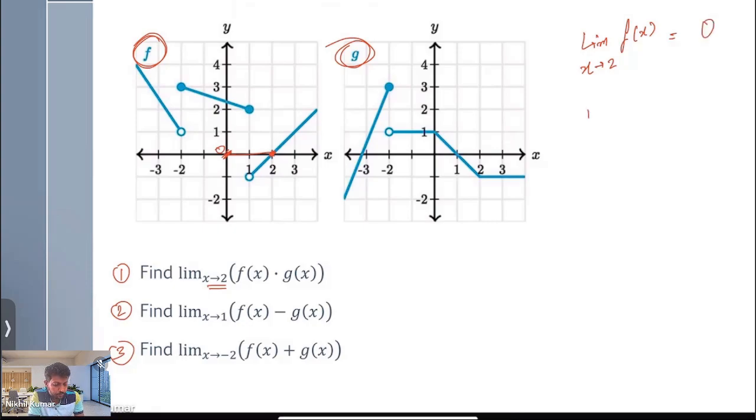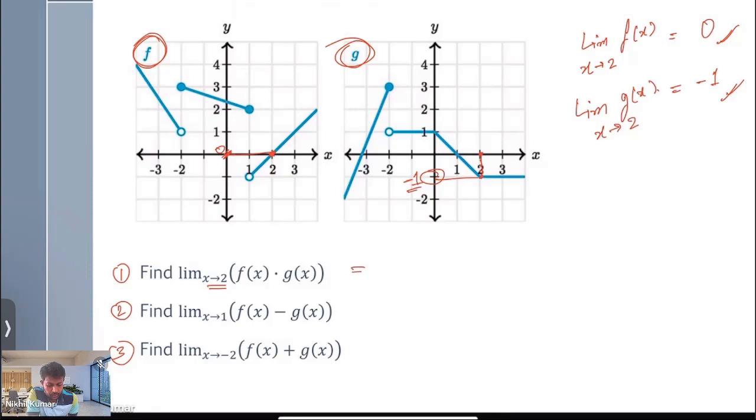What about the limit of g of x when x is approaching the same number, 2? When x is approaching this, this is going to be the value of the limit of g of x. And what is this number? It's minus 1. Okay, so we figured out the limit of f of x at x equal to 2 and g of x at x equal to 2.